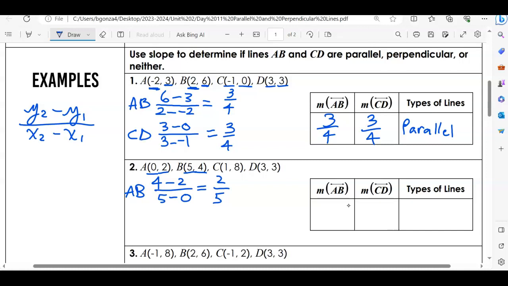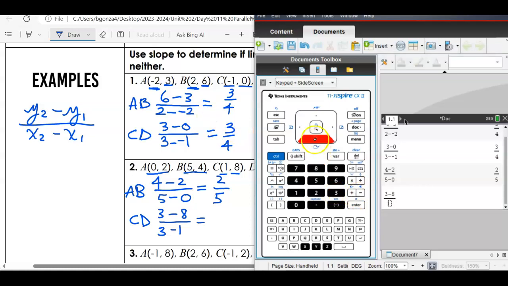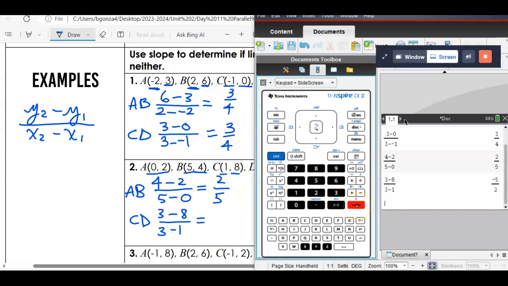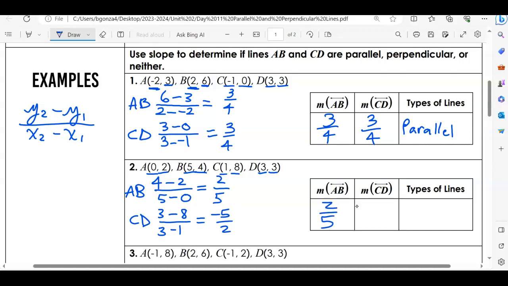Then I'm going to do CD, fraction bar, y2 minus y1 is 3 minus 8, x2 minus x1 is 3 minus 1, and go to my calculator, control divide, 3 minus 8 on top, 3 minus 1 on the bottom, hit enter, and I get negative 5 over 2. Now let's write those next to each other. So AB was 2 over 5, CD was negative 5 over 2.